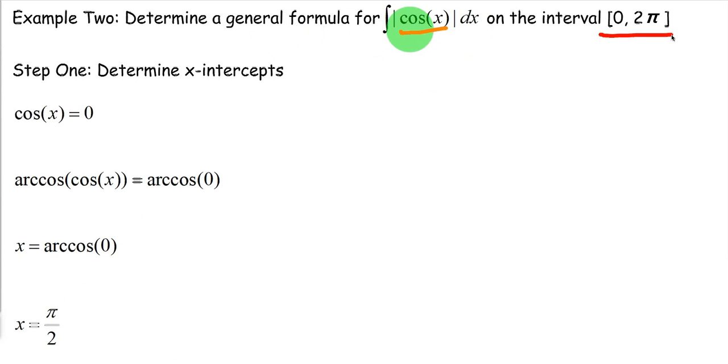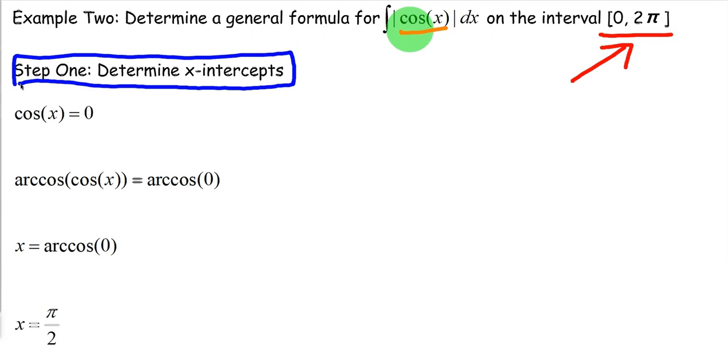That's because we looked at the last example. The antiderivative of an absolute value function is in pieces, and you can imagine cosine goes on forever, so we want to limit it to a certain domain, in this case 0 to 2 pi. We're going to do exactly the same steps as we did from the previous example. Step 1 is going to be the same.